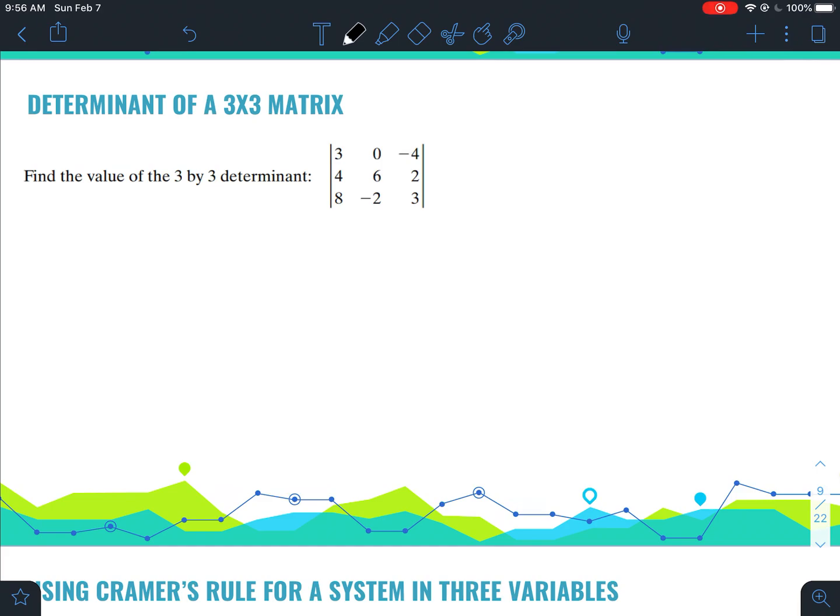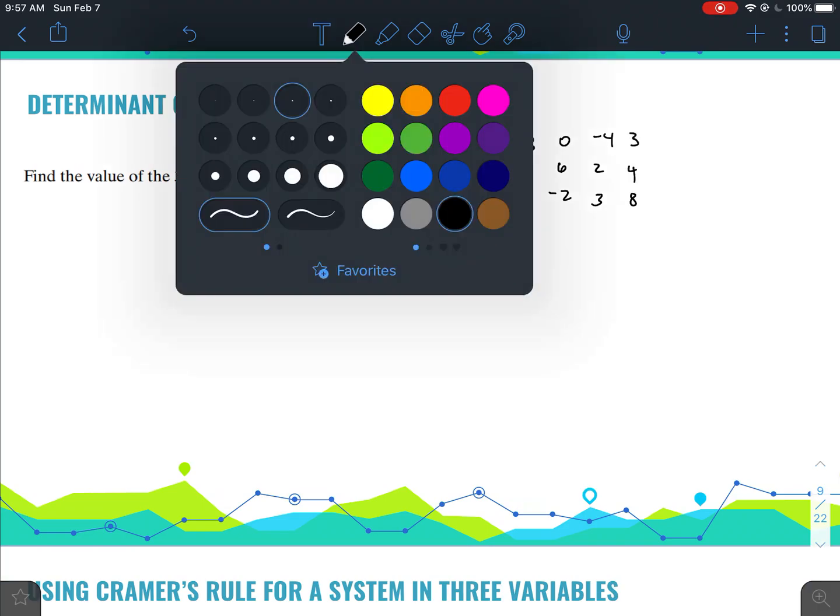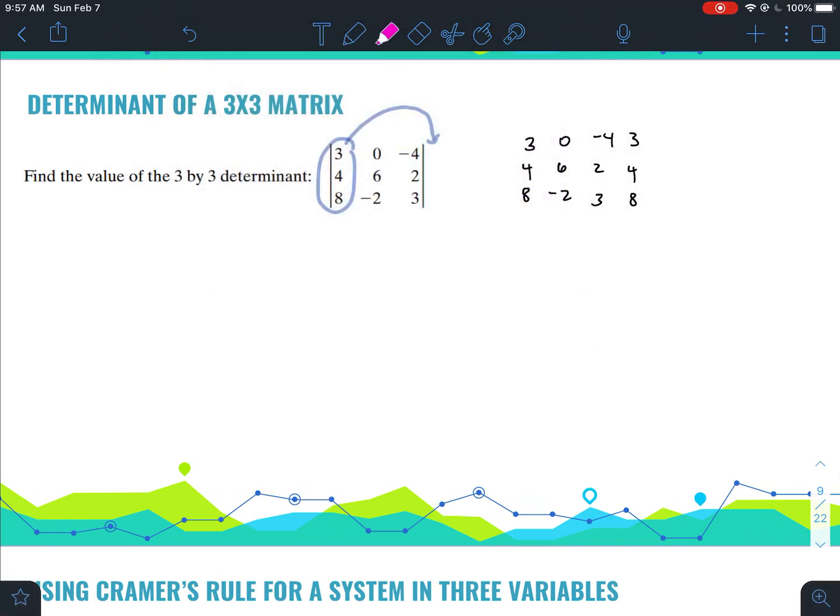This is a little bit more involved. What you do is you rewrite the matrix, so 3, 4, 8, 0, 6, negative 2, negative 4, 2, 3, and then you take the first column and tack it onto the end. So I'm going to tack that column on the end, 3, 4, 8, and then you take the second column and tack that onto the end. So that is going to be 0, 6, negative 2.